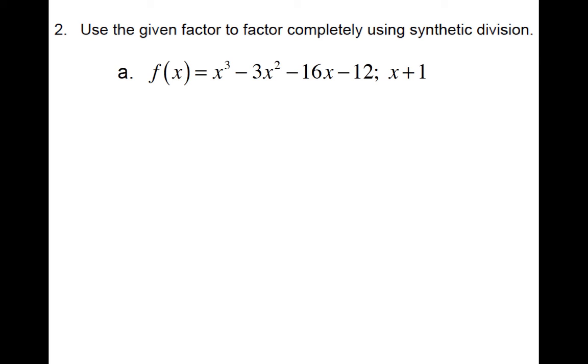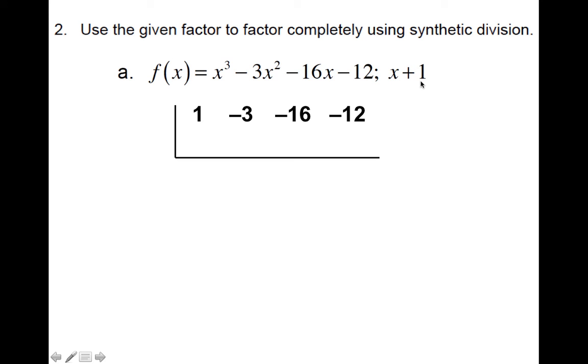Number 2 says to use the given factor to factor completely using synthetic division. So in this case, we know that this is going to go into this polynomial with 0 as the remainder. Because it is a factor, it should go into that number without a remainder. So let's go ahead and set this up. There are no missing terms. So our coefficients are 1, negative 3, negative 16, and negative 12. We're dividing by our factor x plus 1. So when we synthetically divide, set it to 0, we're going to get negative 1.